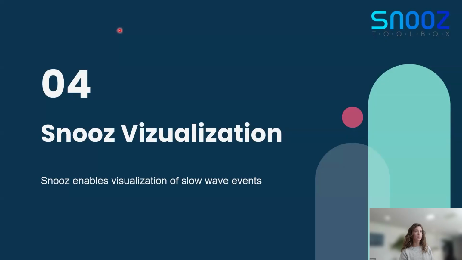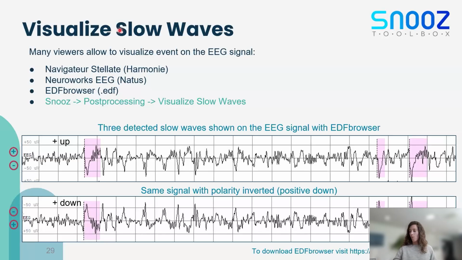Let me introduce how to visualize slow waves within Snooz. Many viewers allow you to visualize events on the EEG signal, such as the Navigator Stellate for Harmonie format, NeuroWorks EEG for Natus format, and the EDF browser for the EDF format. Here we can see an example extracted from the EDF browser. The same signal is displayed twice. In the second display, the polarity is inverted to illustrate what sleep technicians are used to seeing.